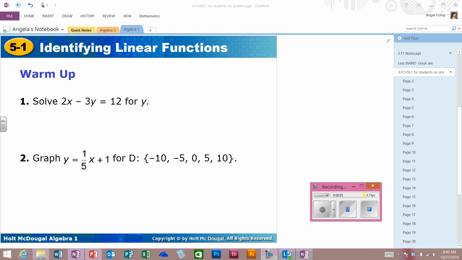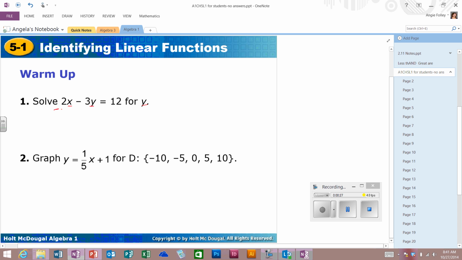Okay, this is Algebra 1, Lesson 5.1. We're going to look at identifying linear functions, so how to tell, when I have an equation, if it's a linear function. Our warm-up first involves solving these equations for y. If you notice, we've got an x and a y. So when we solve for y, we want the final answer to be a y equals equation.